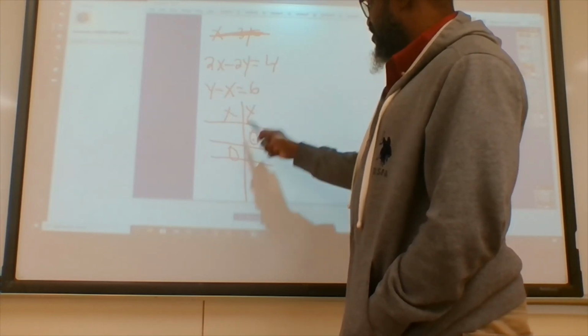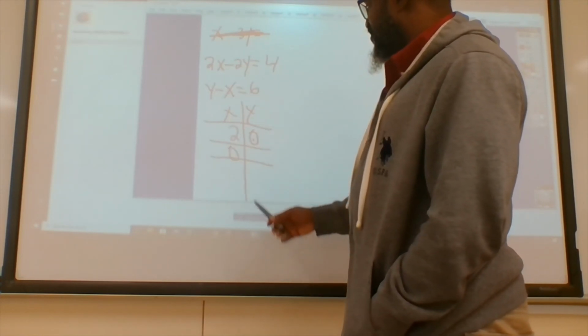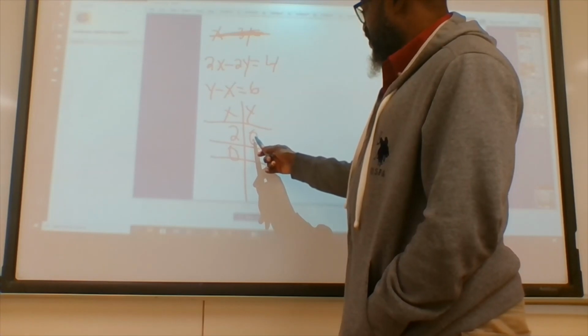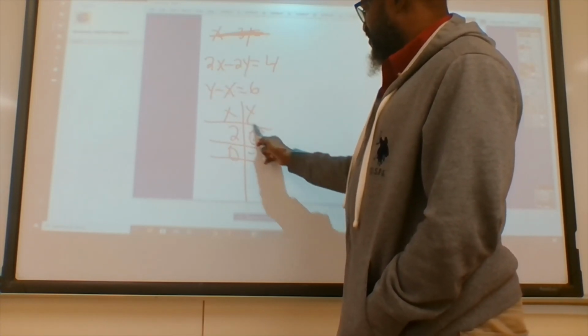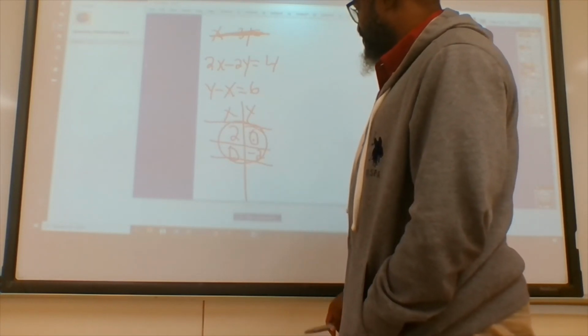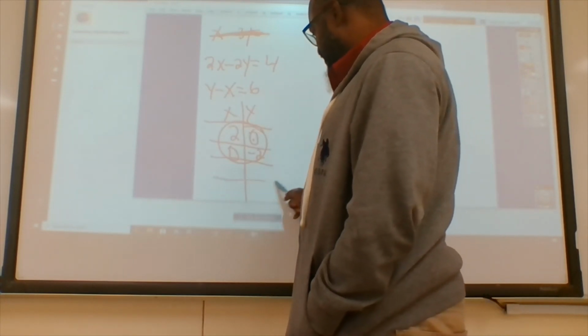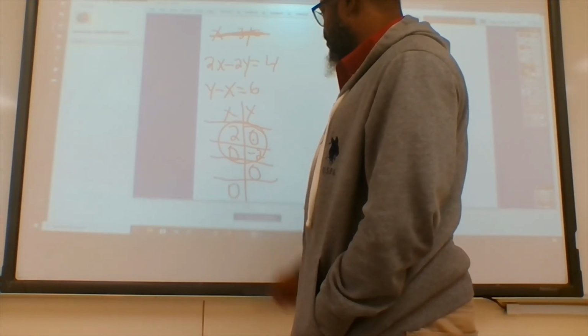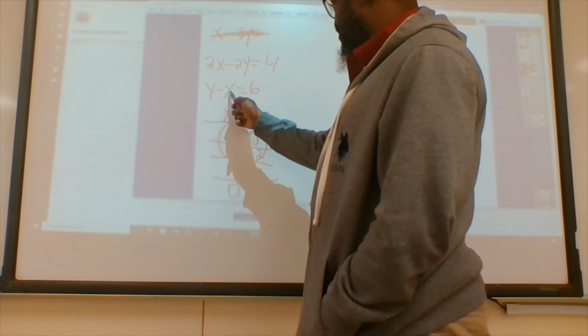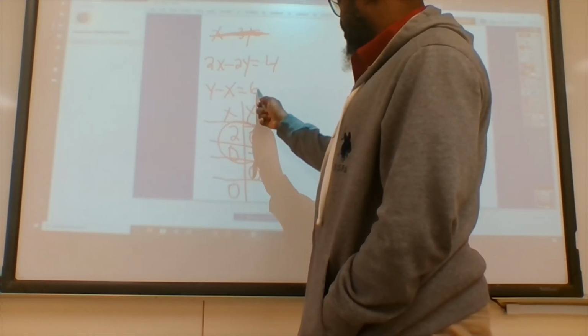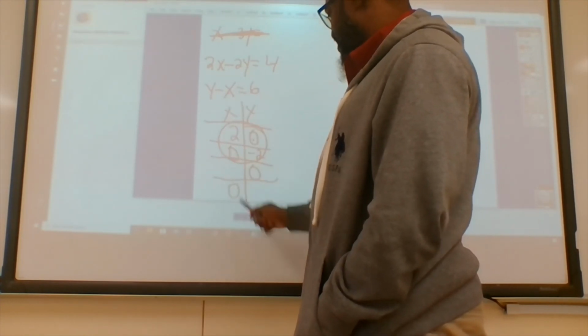Same thing here. If I come here, let y equal 0, I will have negative x is equal to 6 divided by negative 1. This will be negative 6, 0. If I let x equal 0, this is 6, 0, 6. Then you go and plot that.